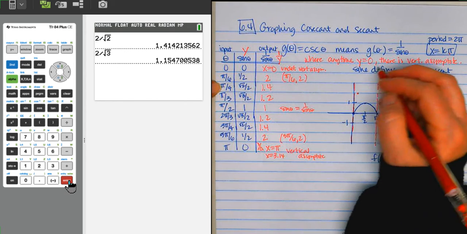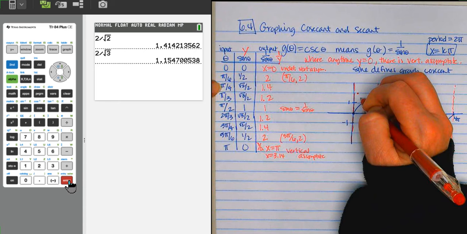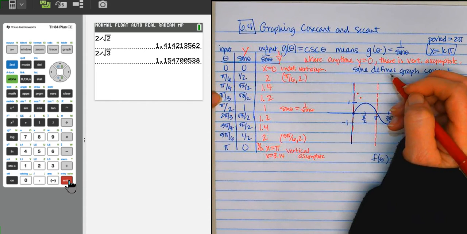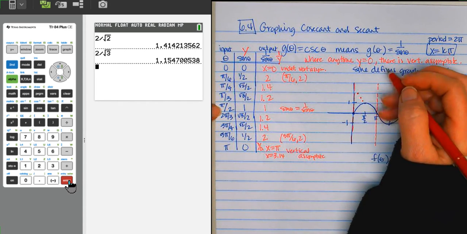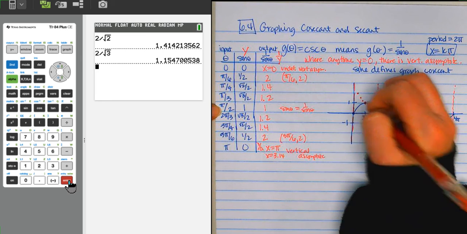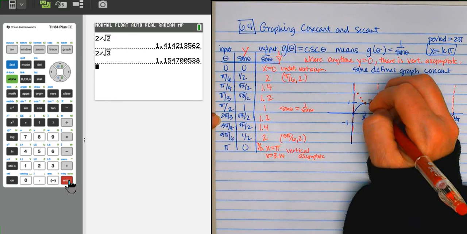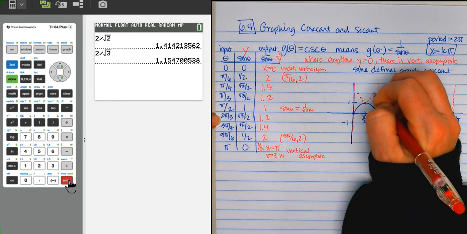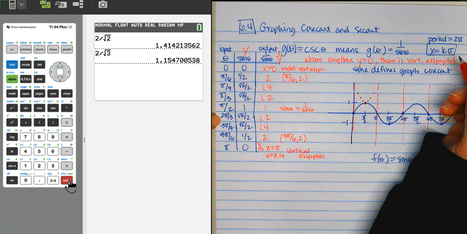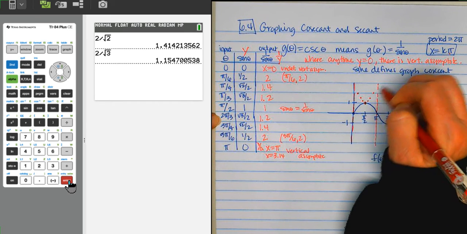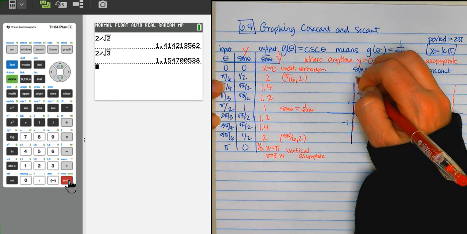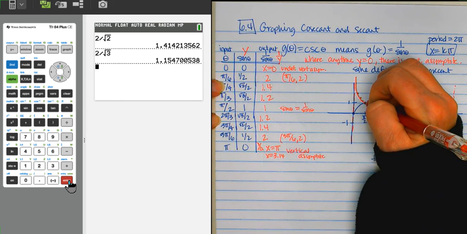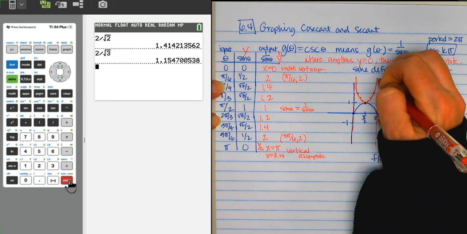At pi over 4, it's at 1.4. That's about halfway between. Pi over 3 is at 1.2. And at pi over 2, they meet. Then it starts to go back up. And it looks like tangent, actually. It will follow. It doesn't run smack into an asymptote. It is a fence.